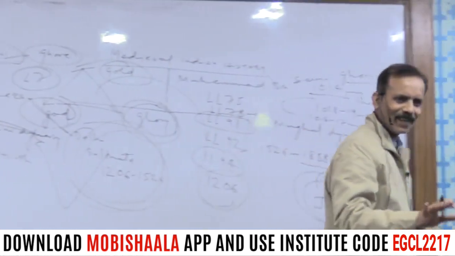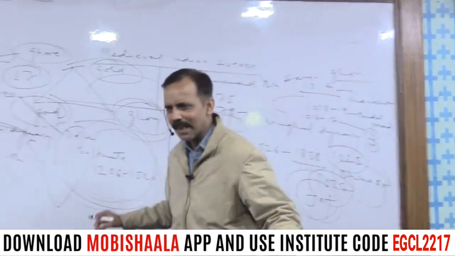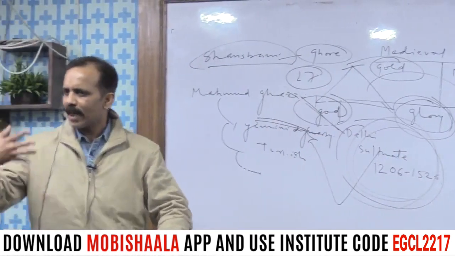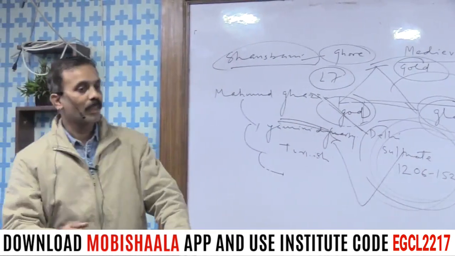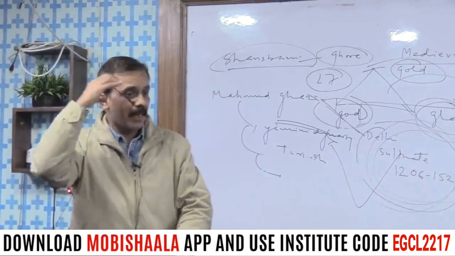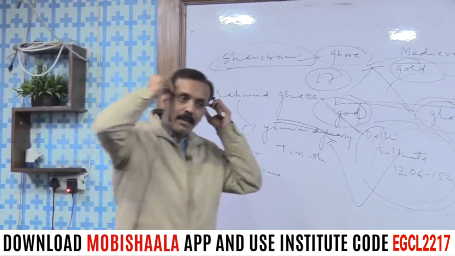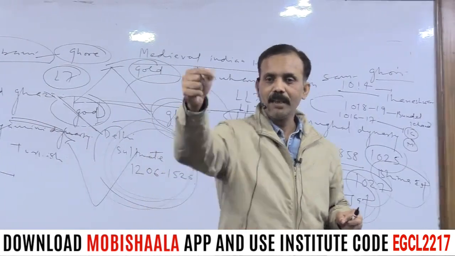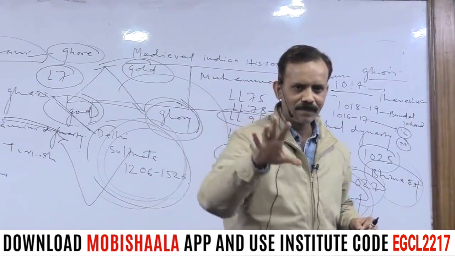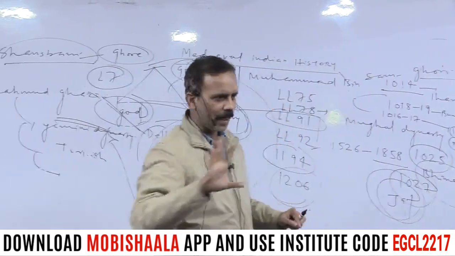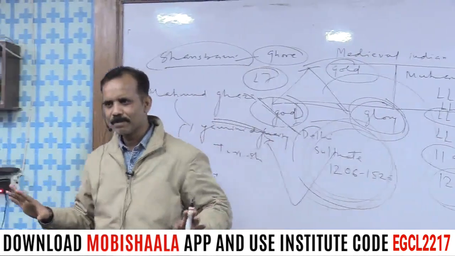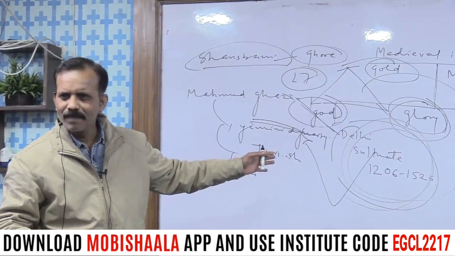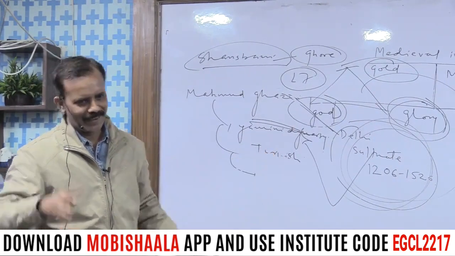Correct? Okay? So, we can say that the foundation of Delhi Sultanate was not accidental, rather it was a logical culmination of all those events that were started by Ghazni and then Gauri. Is it correct? I should go ahead? Will you write this? Yes, write it down.